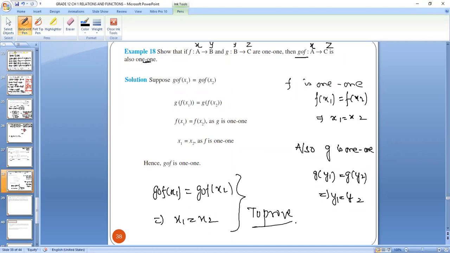अगर हमने ये प्रूव कर दिया कि G of F of X1 is equal to G of F of X2 implies X1 is equal to X2, then this means G of F is also 1-1. तो हम क्या करेंगे, हमने स्टार्ट किया इसी स्टेप से। Suppose G of F of X1 is equal to G of F of X2. Now we will apply that G of F of X is equal to G in the bracket F of X, the definition of composition. So we are writing G in the bracket F of X1 is equal to G in the bracket F of X2.